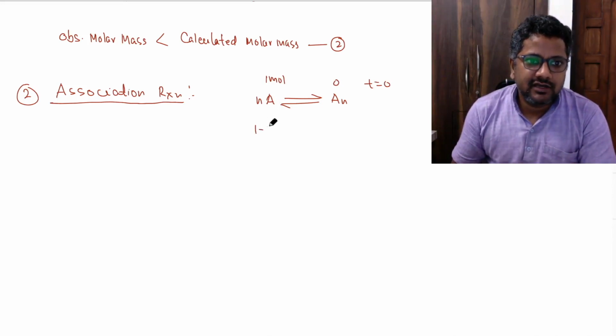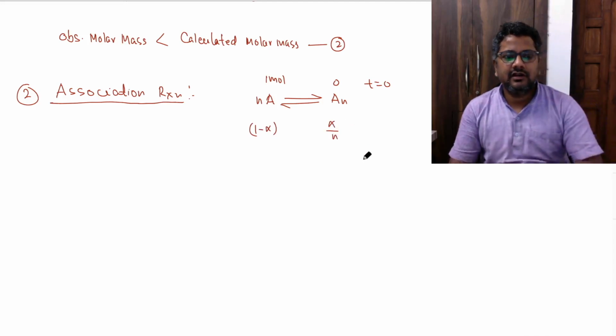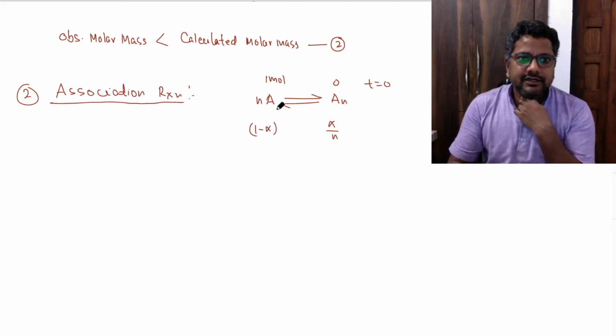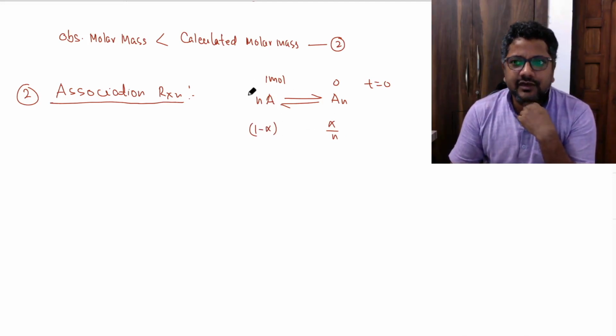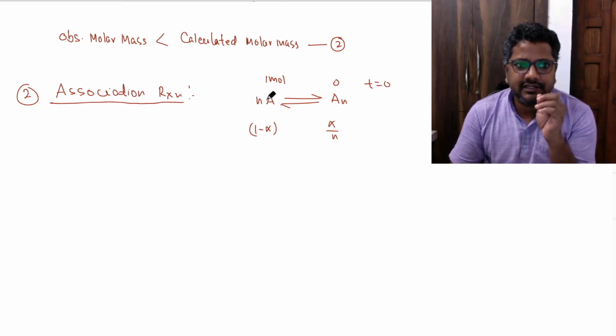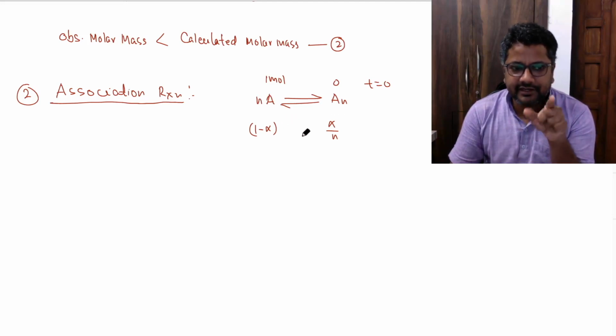So this is 1 minus alpha, and this is alpha by N. How to do this? In any association reaction where the coefficient is not 1, you have to divide the equation by N, that coefficient, but don't write it here. If you write it here, you will make some mistake. Divide virtually in your mind, and after that show the dissociation. If you divide this, here the coefficient is 1 and here 1 by N. So 1 minus alpha, and here alpha by N.